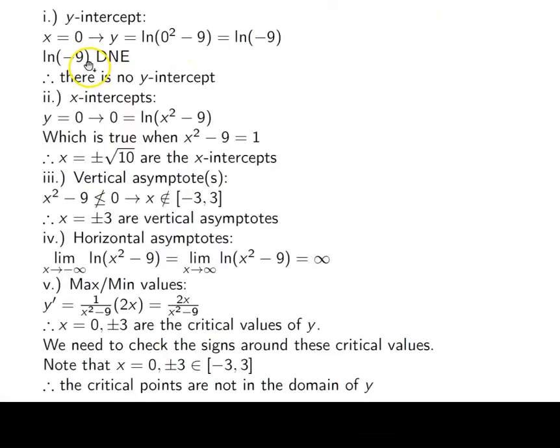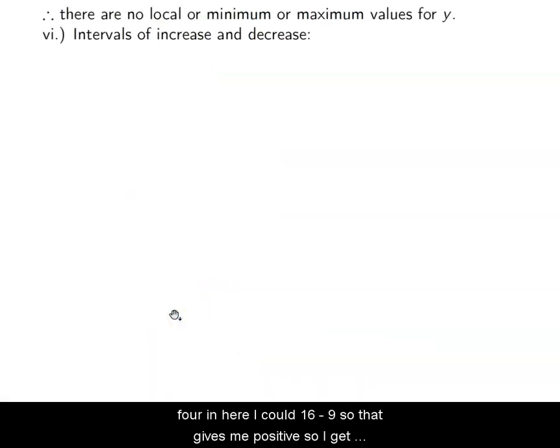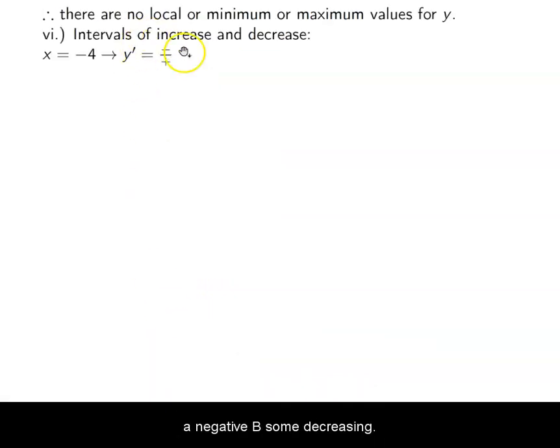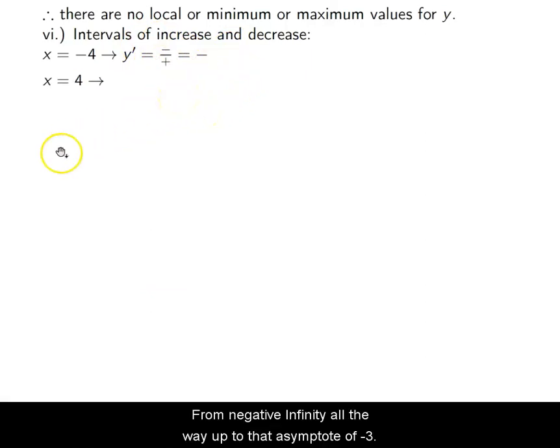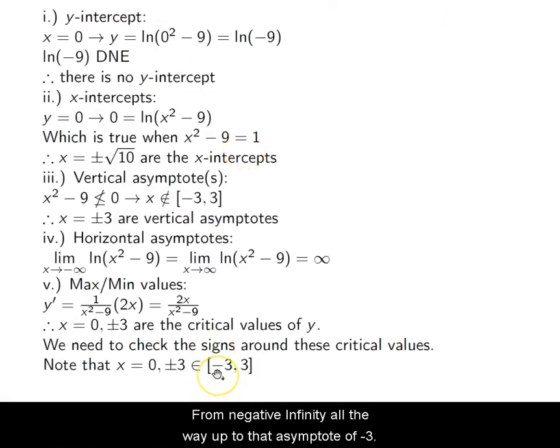So that's why I'm going to check negative 4. So when I plug in negative 4, I get a negative on top and a positive on the bottom, right? Because negative 4 times 2 is a negative. When I plug 4 in here, I get 16 minus 9, so that gives me a positive. So I get a negative value. So I'm decreasing on one side from negative infinity all the way up to that asymptote of negative 3.